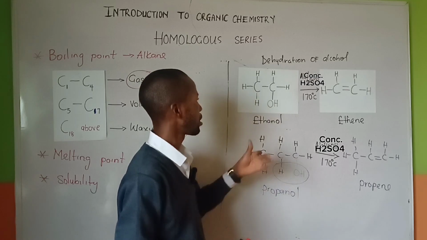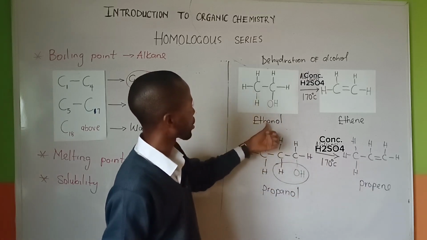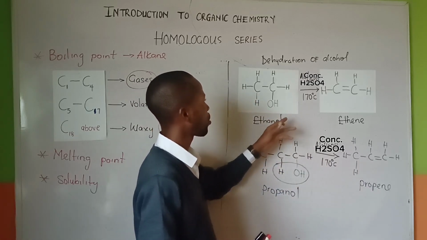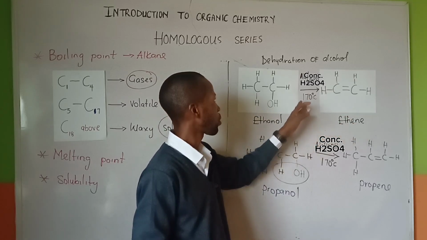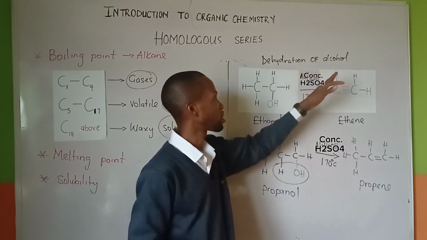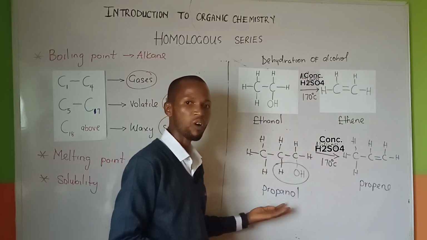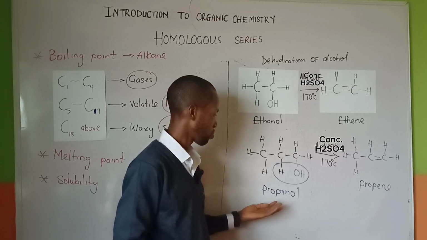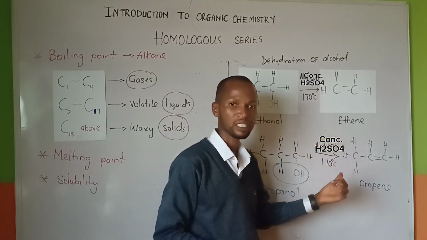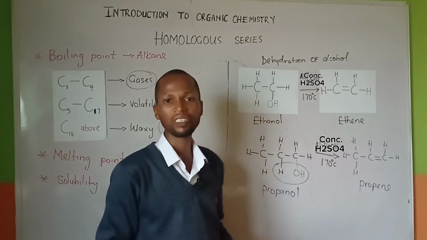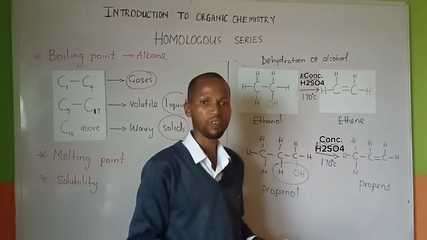Moving on to the next characteristic of members in the same homologous series, they exhibit similar chemical properties. That is, they undergo similar reactions. When we consider the reaction right here, ethanol undergoes reaction to give what? Ethene. And what reaction is that? We have dehydration of alcohol, which is similar to the member of this alcohol homologous series, which is propanol. So they also undergo similar reactions. Also, members of the same series exhibit the same functional group.